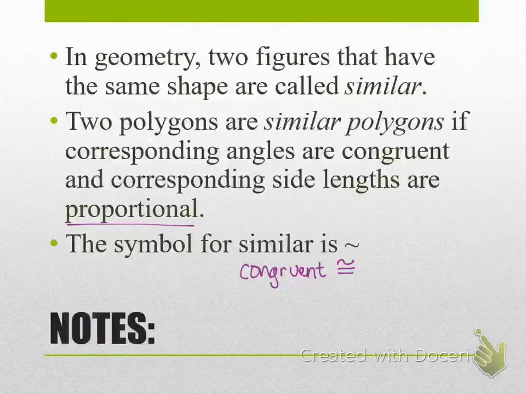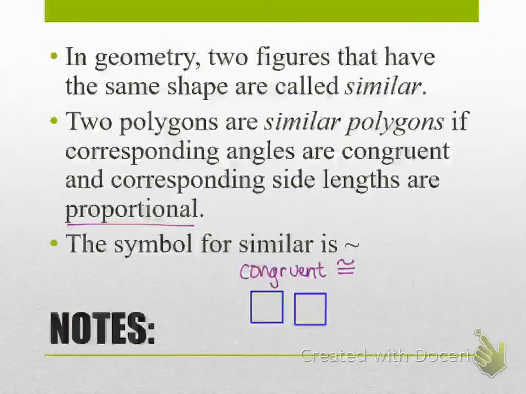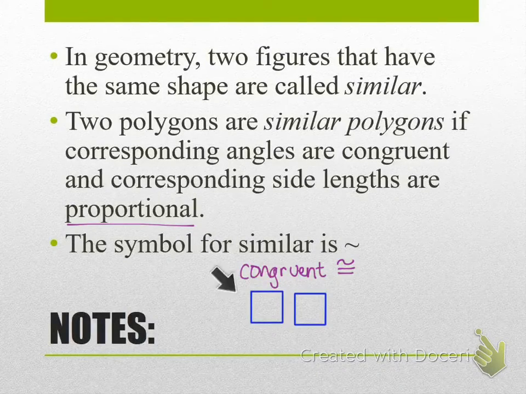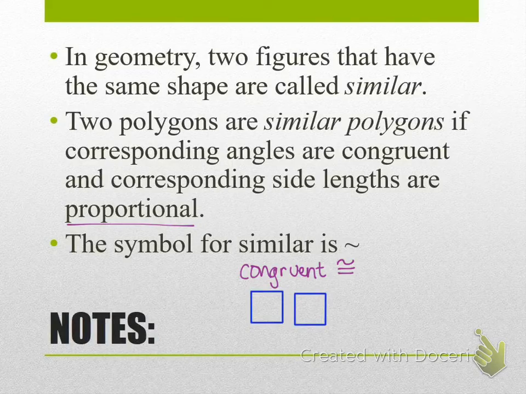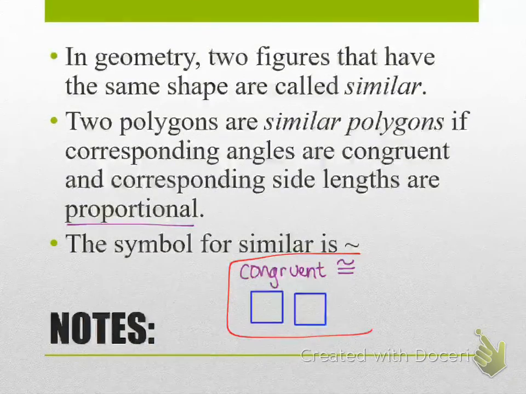So for example, if I was talking about last semester with congruent figures, I would have 2 squares that are exactly the same. All the sides would be the same, all the angles would be the same. That would be congruent, so I'll box that off. Congruent's what we've done before.